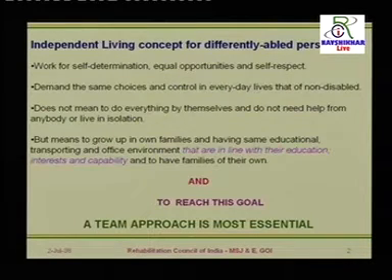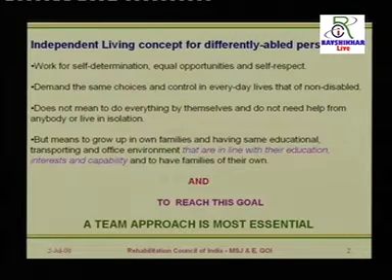It also means, when we say independent living, that you grow up in your own family, and have the same educational, transport and office environment that is in line with your education, interest and capability. This is very important, because this is for the abled person also. If you give me something which my education does not deserve, it is going to be a disaster. If you give me something which is not of my interest, it is going to be a disaster. If you give me something which is out of my capability, it is going to be a disaster.